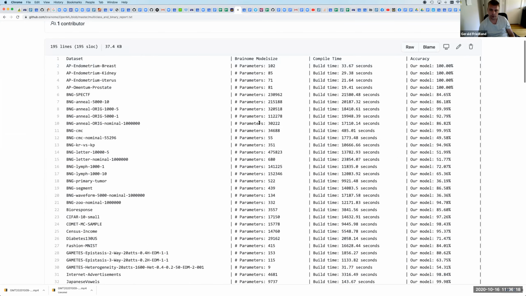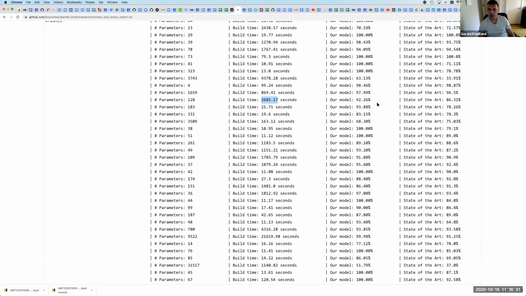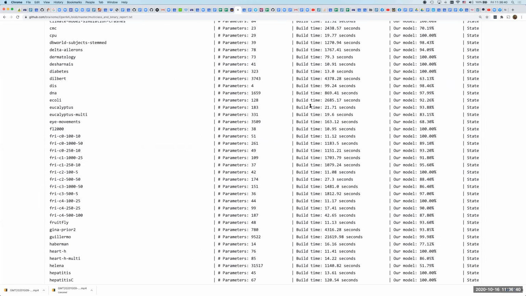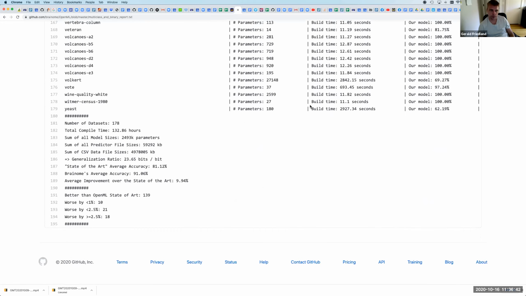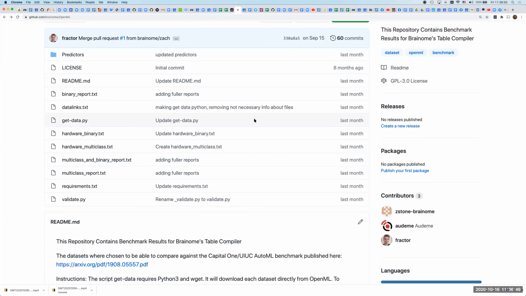If you go later on, it takes a little more, right? So now like this model here, Eucalyptus, I don't know, it takes 183 parameters to build. Okay, let's take Escherichia coli, 128 parameters, but the build time is actually longer. But you know, our model gets 92.9626%, and the state of the art is 86.31. And again, in 85% of those cases we win, and it's all just based on measurements, no hyperparameter.